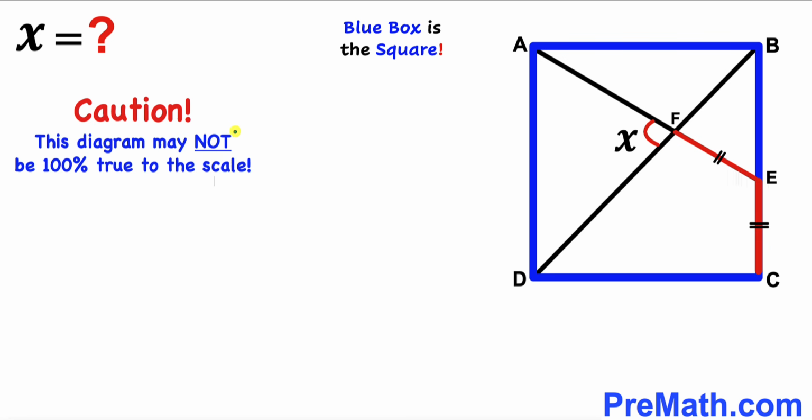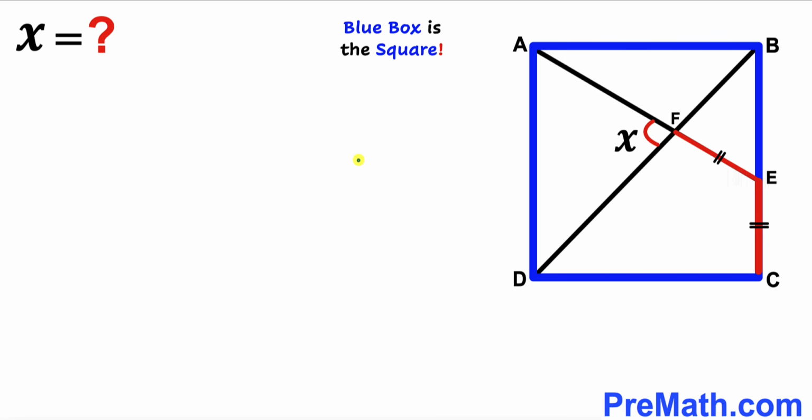Please keep in mind that this figure may not be 100% true to scale. Let's go ahead and get started. Here's our very first step. We know that we are dealing with this blue square. That means all these interior angles are going to be 90 degrees each. And since we are dealing with this main diagonal BD, this angle has got to be 45 degrees. And likewise, this angle is going to be 45 degrees as well.